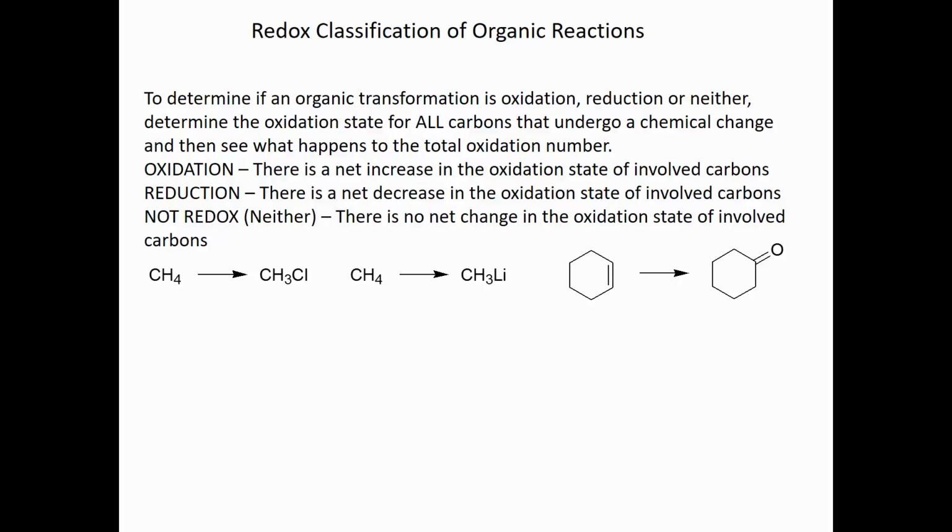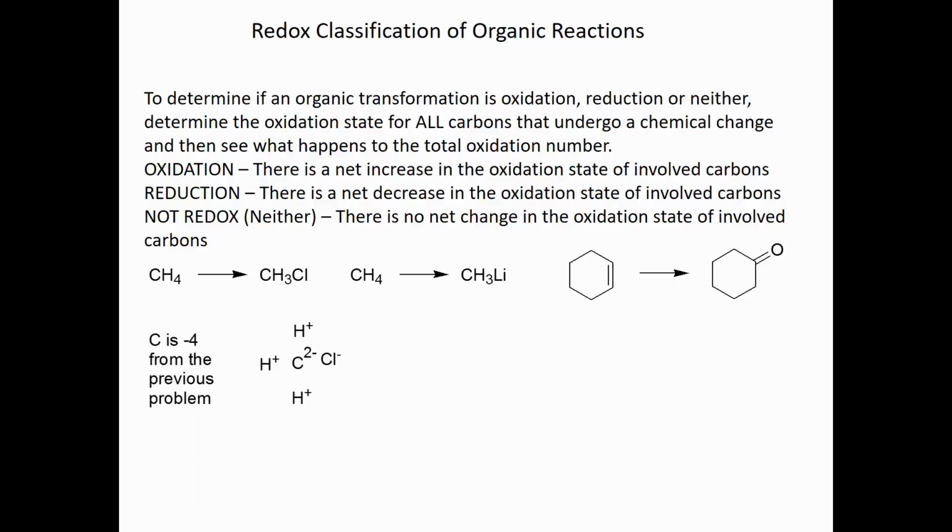All right, so let's look at a few examples. To determine if an organic transformation is oxidation, reduction, or neither, determine the oxidation state for all of the carbons that undergo a chemical change, and then see what happens to the total oxidation number. Okay, if it increases, that's an oxidation. If the total oxidation number of carbon decreases, that's a reduction. And if it doesn't change, that means it's neither. Okay, so we're going to look at methane going to chloromethane, methane going to methyl lithium, and cyclohexene going to this compound over here known as cyclohexanone.